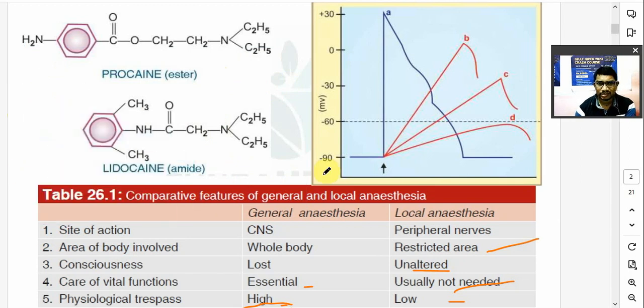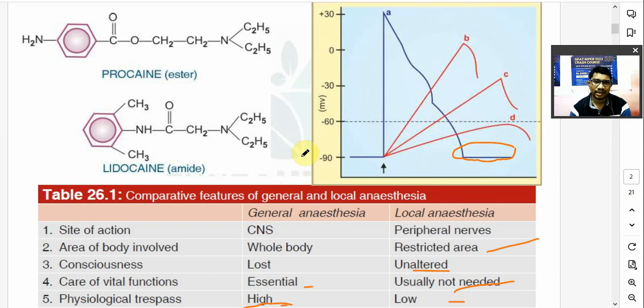Now you can see in this diagram. Whatever blue portion is there, this blue line, this is known as a neuron. So what is the effect of these local anesthetics on the nerve impulse formation and nerve impulse transmission? So in this diagram that is explained.